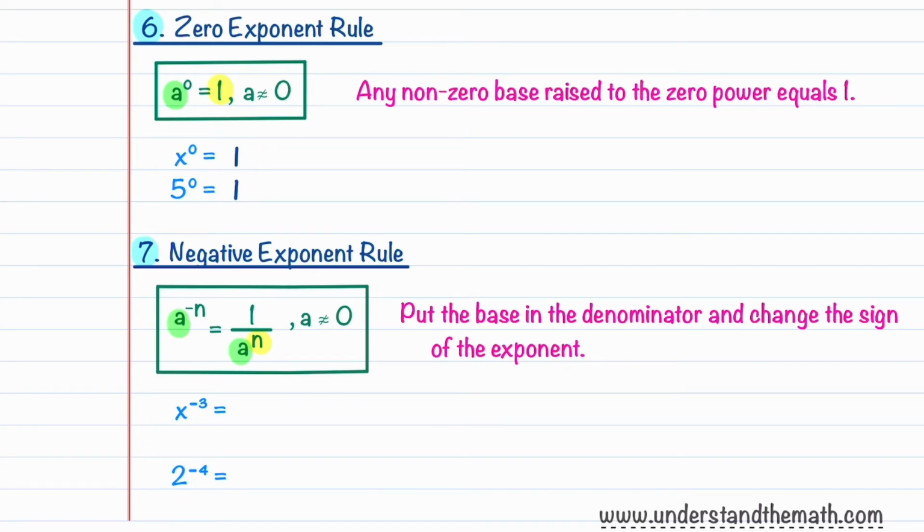If we have x to the minus 3, this is just 1 divided by x cubed. And then likewise, 2 to the minus 4 is just 1 divided by 2 to the 4, which is 1, all divided by 2 times 2 times 2 times 2, which gives us 1 divided by 16.